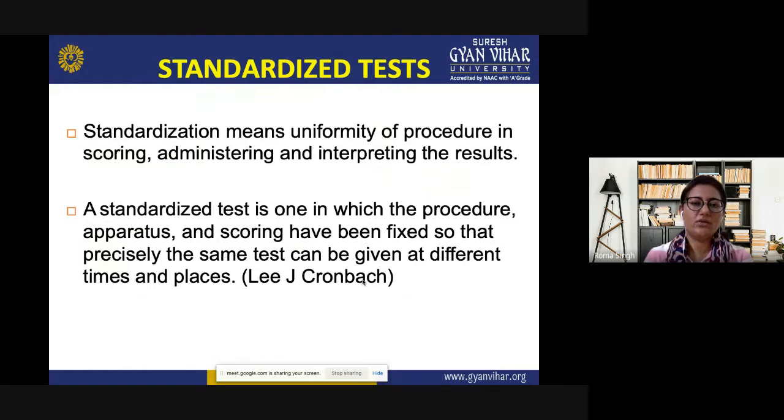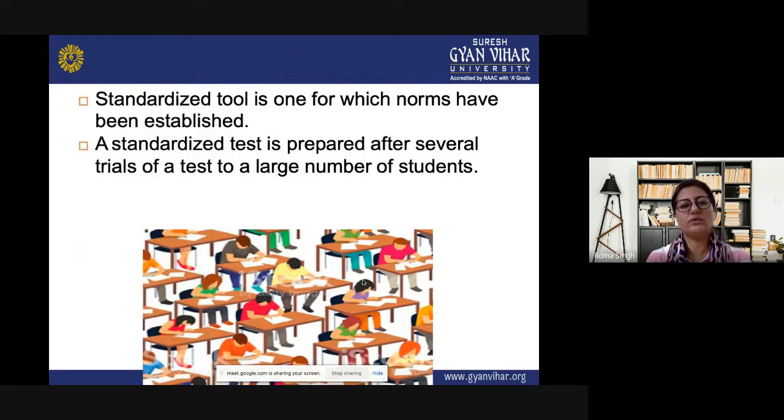So let us now discuss the standardized test. Standardization means uniformity of procedure in scoring, administering, and interpretation of the results. So everything will be the same at an equal level. It is the procedure where the scoring has been fixed so that precisely the same test can be given at different times and places. For example, the board exams which are conducted in classes 10th and 12th can be called standardized tests. A standardized tool is one for which norms have already been established.